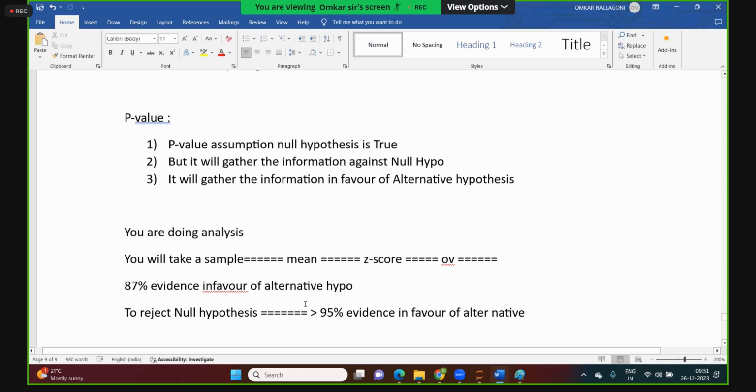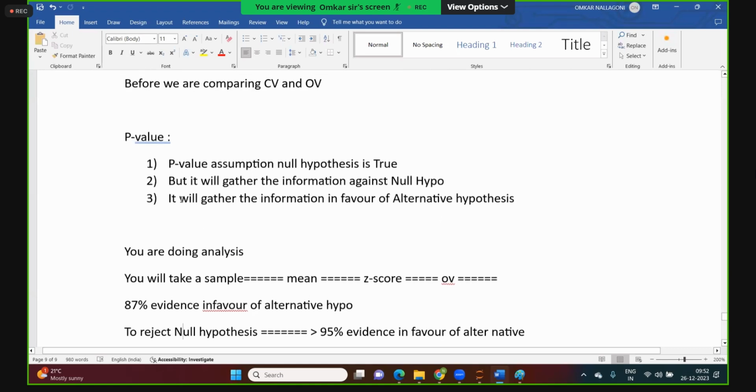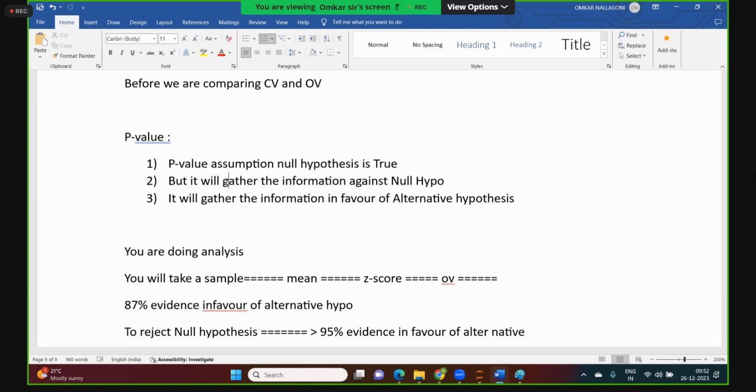But in the world, no one is comparing the values. Everyone will compare the P value and alpha value. You will only compare what? P value and alpha value. Very, very simple three steps. First, what is the P value? P value is the assumption that the null hypothesis is true. But what will it do? It will do Kattappa work. Prabhas is good, but I will kill Prabhas.